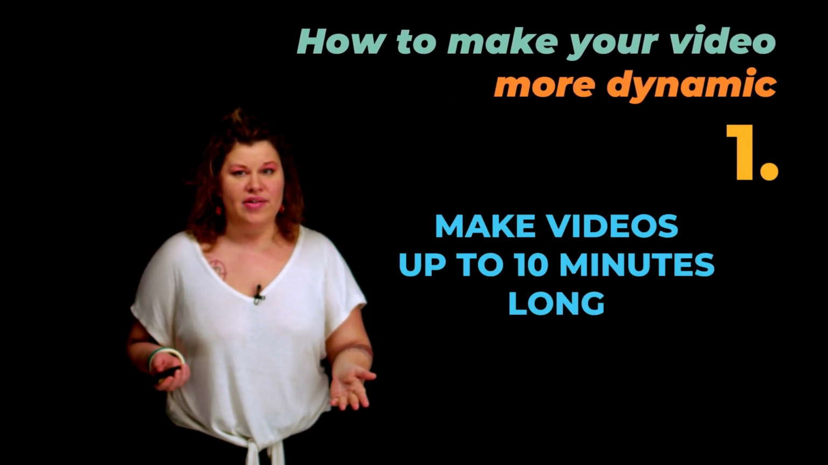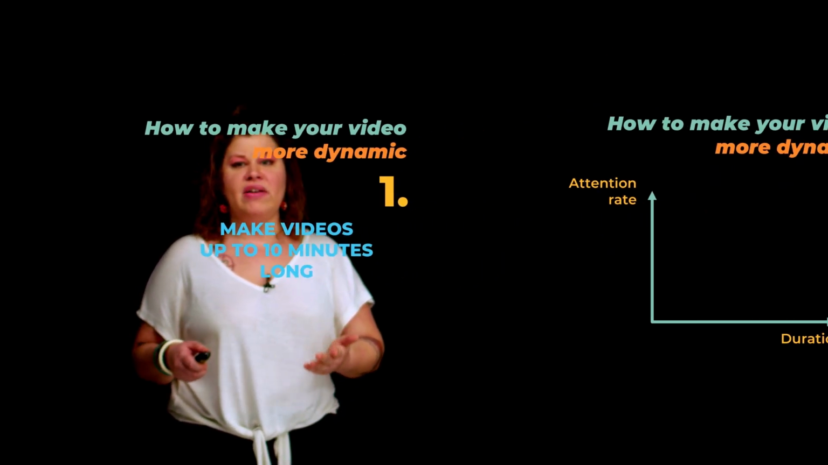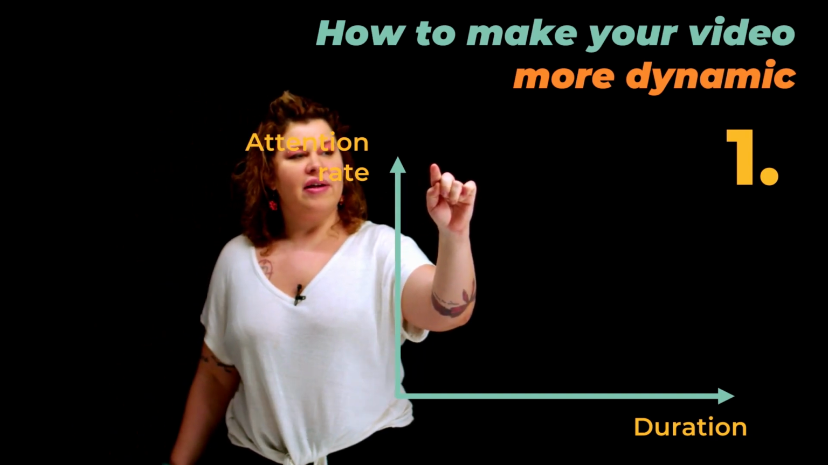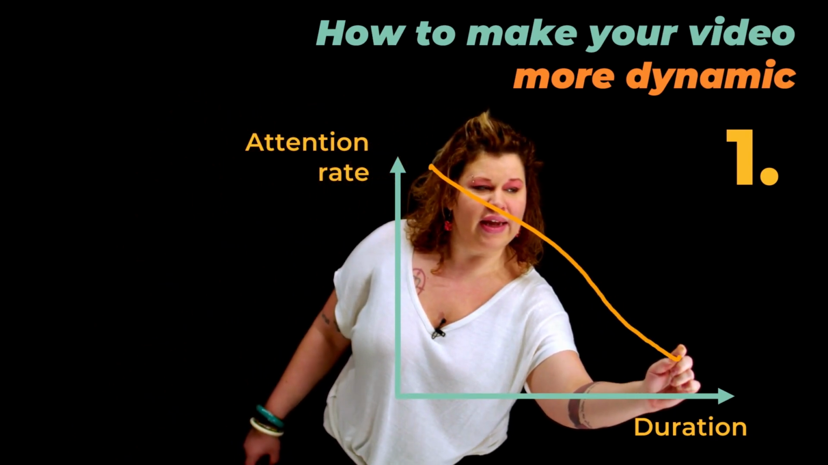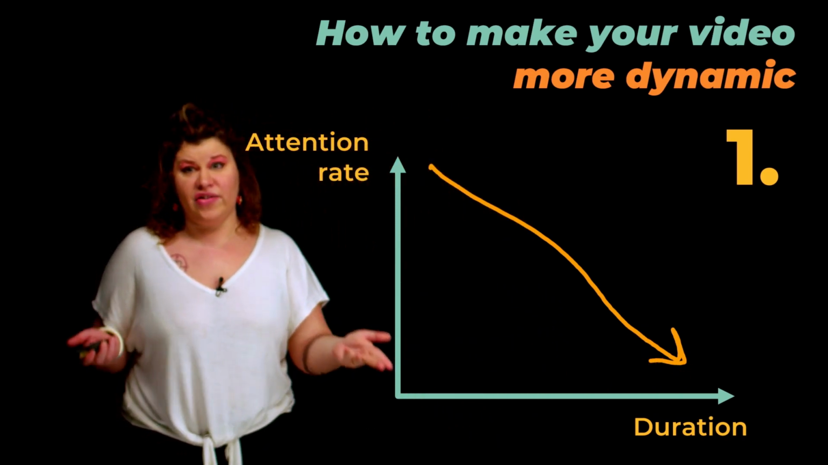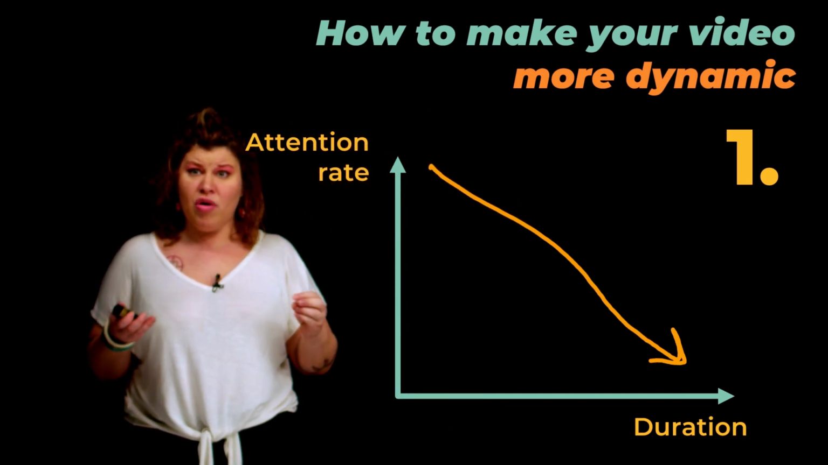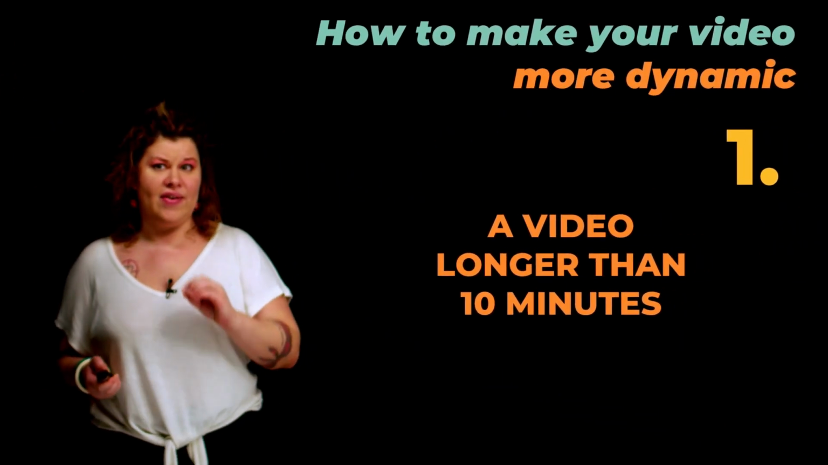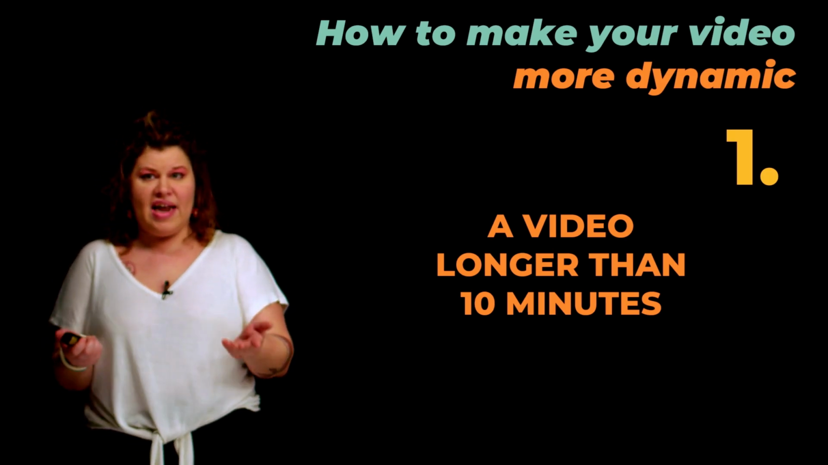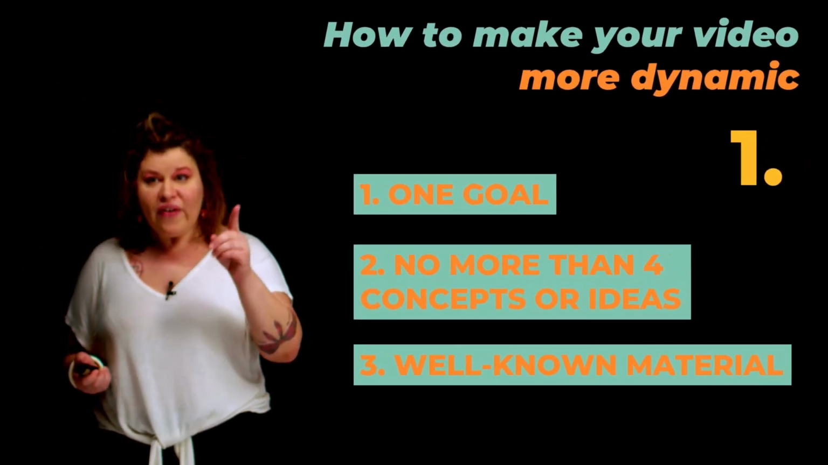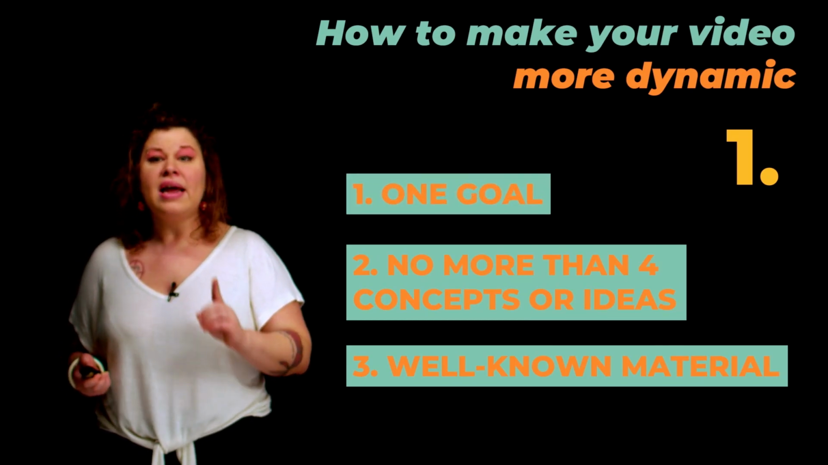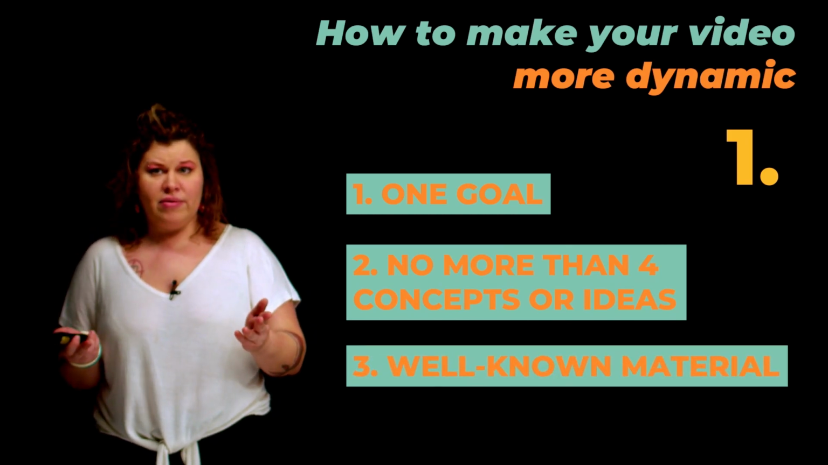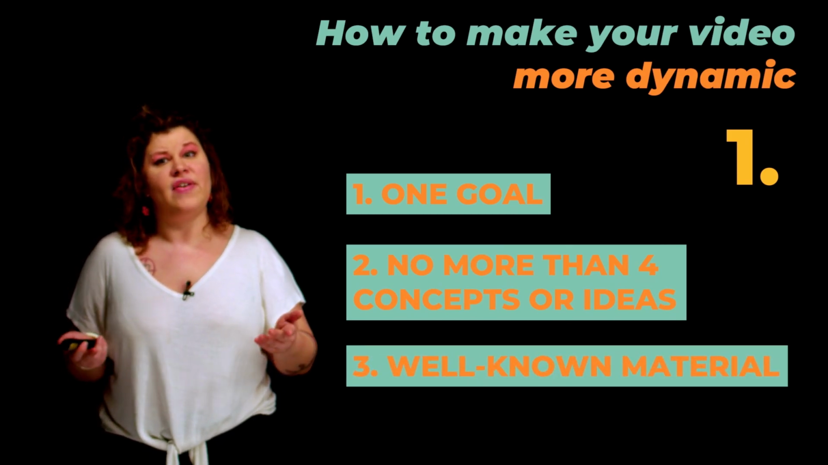The easiest way to hold the audience's interest is to make videos no more than 10 minutes long. The longer the video is, the more likely the viewer will lose attention. The shorter the video, the more likely people are to keep tuned in. But timing is not enough in itself. A video can be longer than 10 minutes and still be effective if it has one goal and no more than 4 concepts or ideas. With a large amount of information, even a 4-minute video will be ineffective.